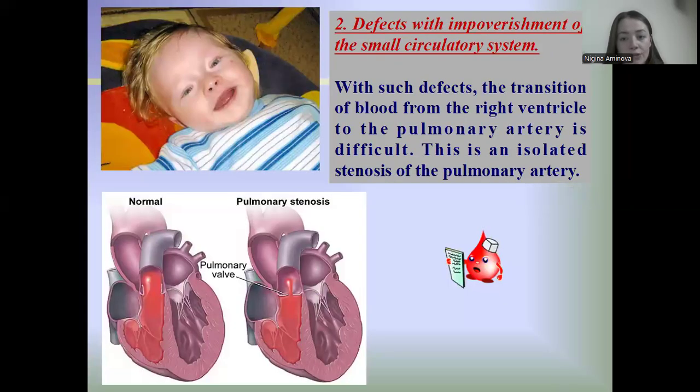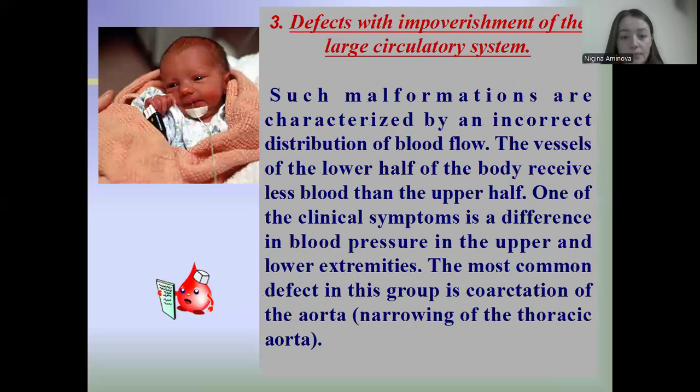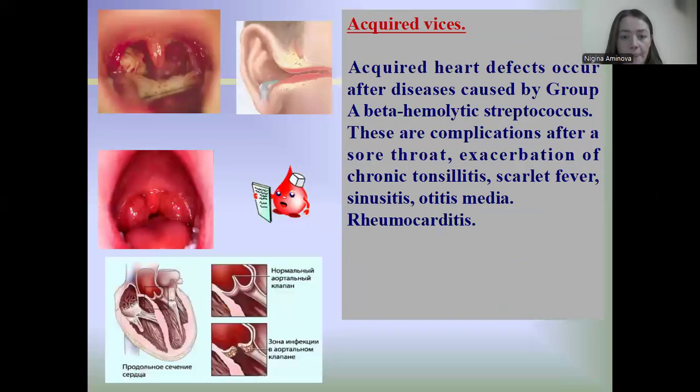Defects with impoverishment of the small circulatory system. With such defects, the transition of blood from the right ventricle to the pulmonary artery is difficult. This is an isolated stenosis of the pulmonary artery. Defects with impoverishment of the large circulatory system. Such malformations are characterized by the incorrect distribution of blood flow.